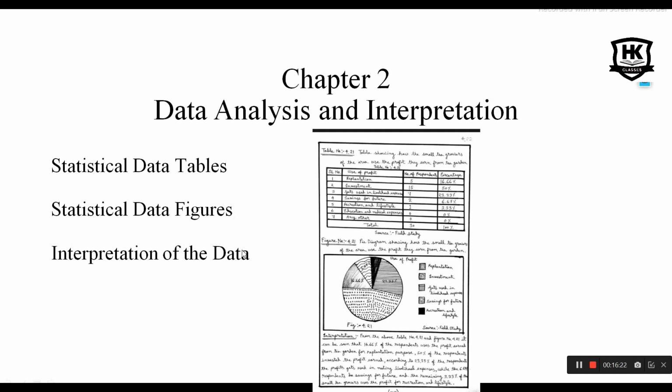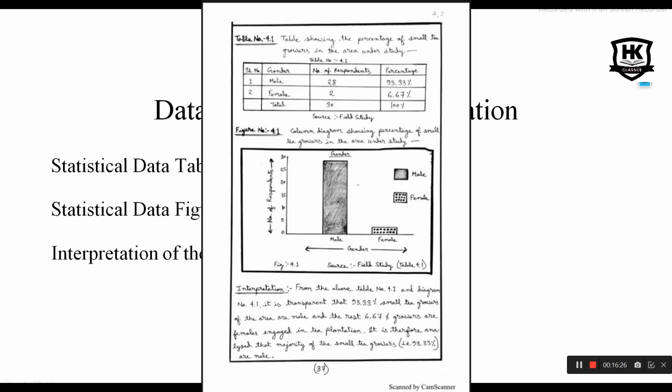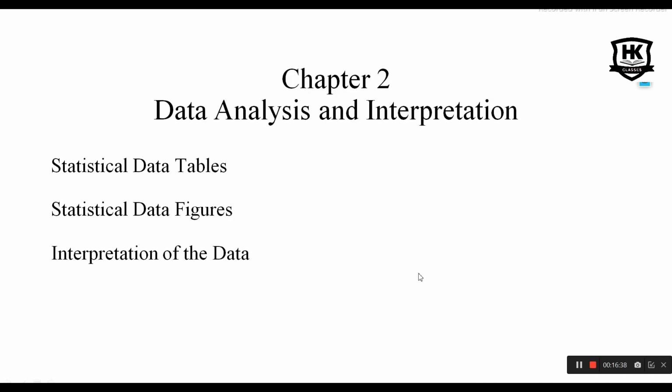Okay, data tables means number of males, females, like this. Figures means pie chart, bar diagram. In this way you have to present. Interpretation of the data means you explain the thing. Majority of the respondents are male and minorities are female. In this way you have to interpret the data, and this is about chapter 2.